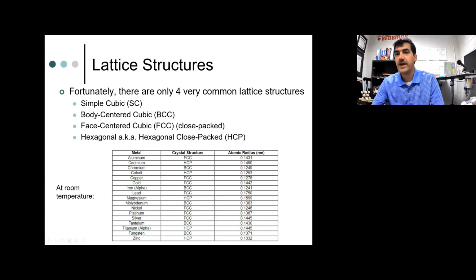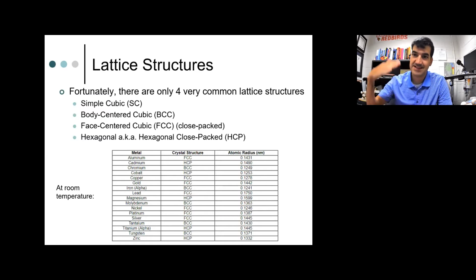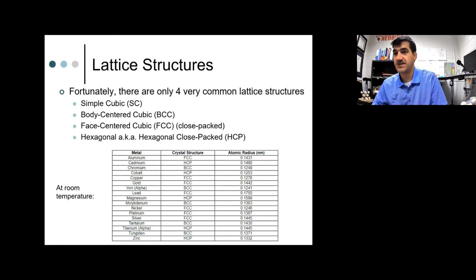Okay, the reason I want you to know about those 4 is because they are by far the most common in nature. I can even make this table down here where I plot lots of the most common metals that we're going to work with in this class and that are most common in engineering applications. You can see that all of them are one of 3: FCC, which is face-centered cubic, or HCP, which is hexagonal close packed, or BCC, which is body-centered cubic. So it's fair to say that the vast majority of materials are one of those 3.